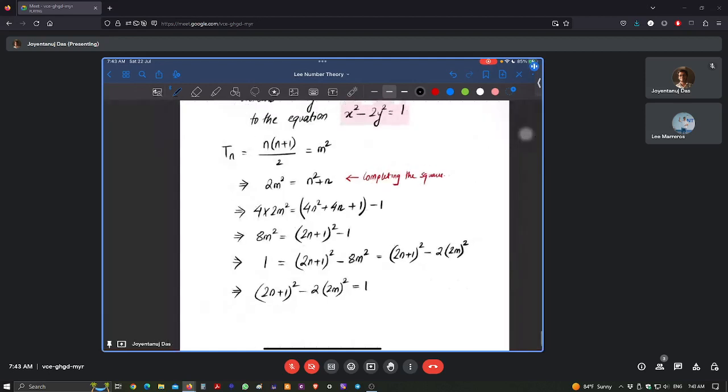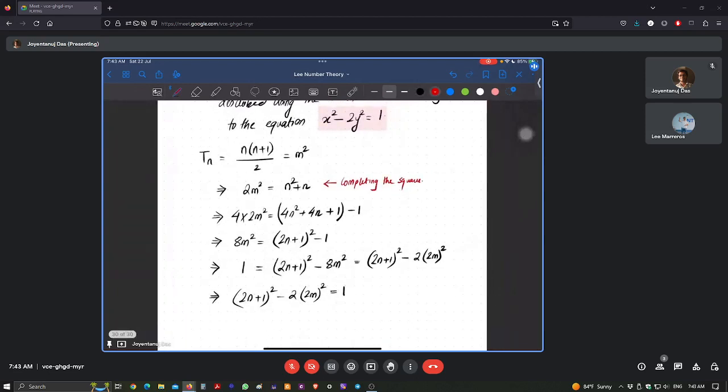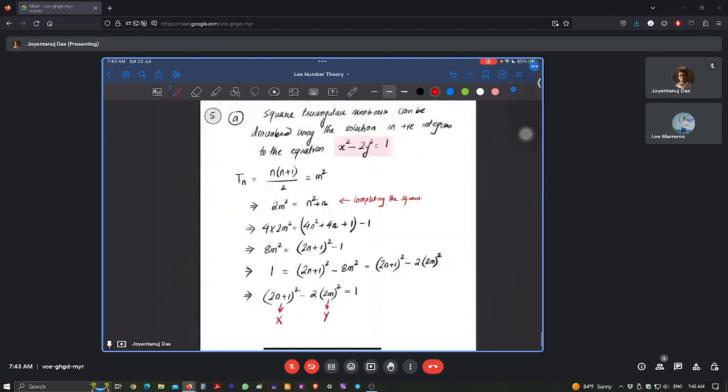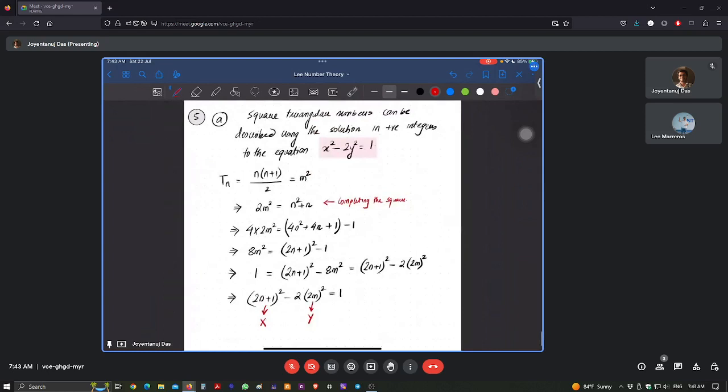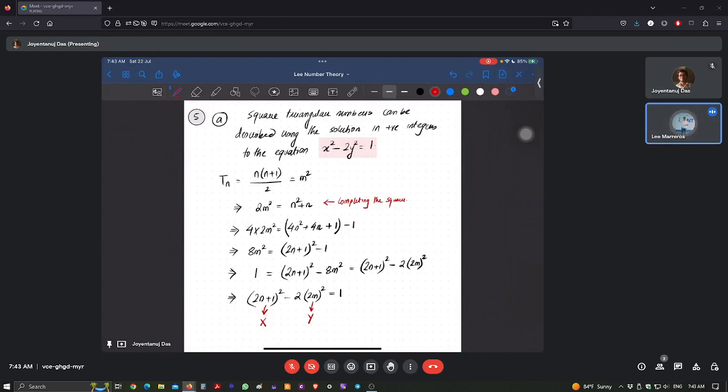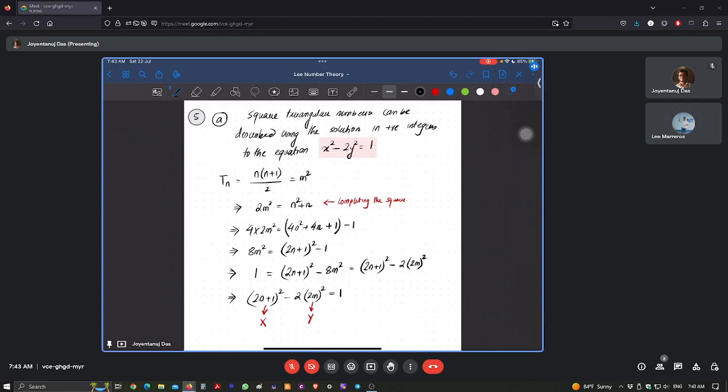So now if I look back to the equation, if I consider this as my x and this as my y, then you see it is matching our equation. What is given? x square minus 2y square equals 1. So x will be 2n plus 1 and y would be 2m, because we are modeling, right? Okay. So that is the idea.